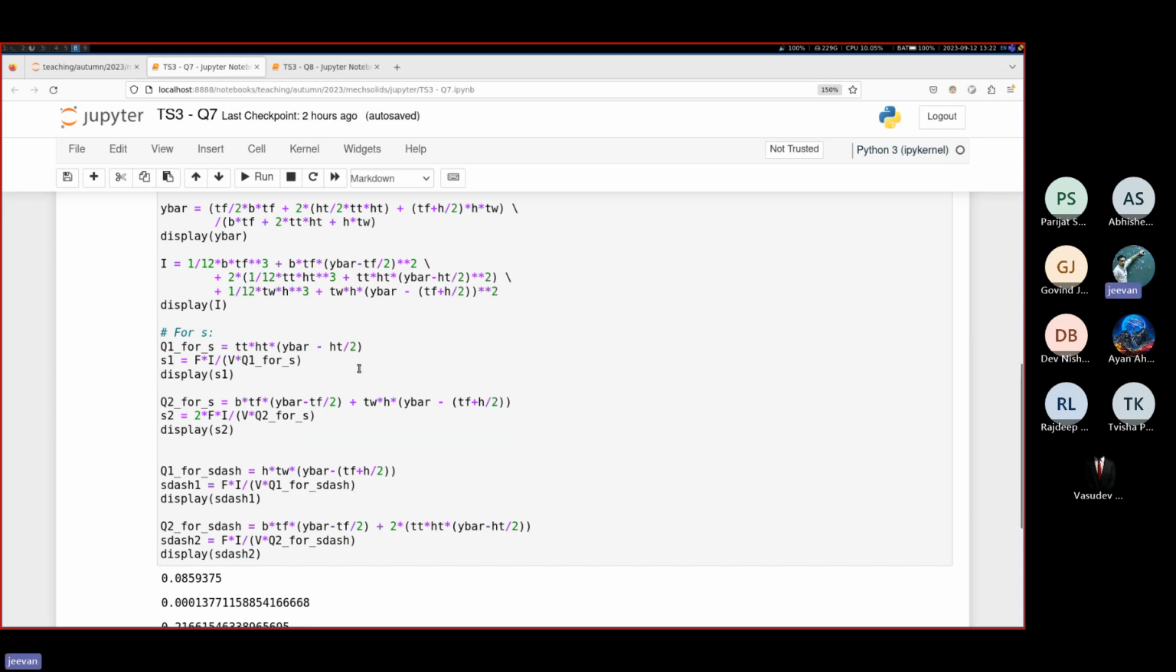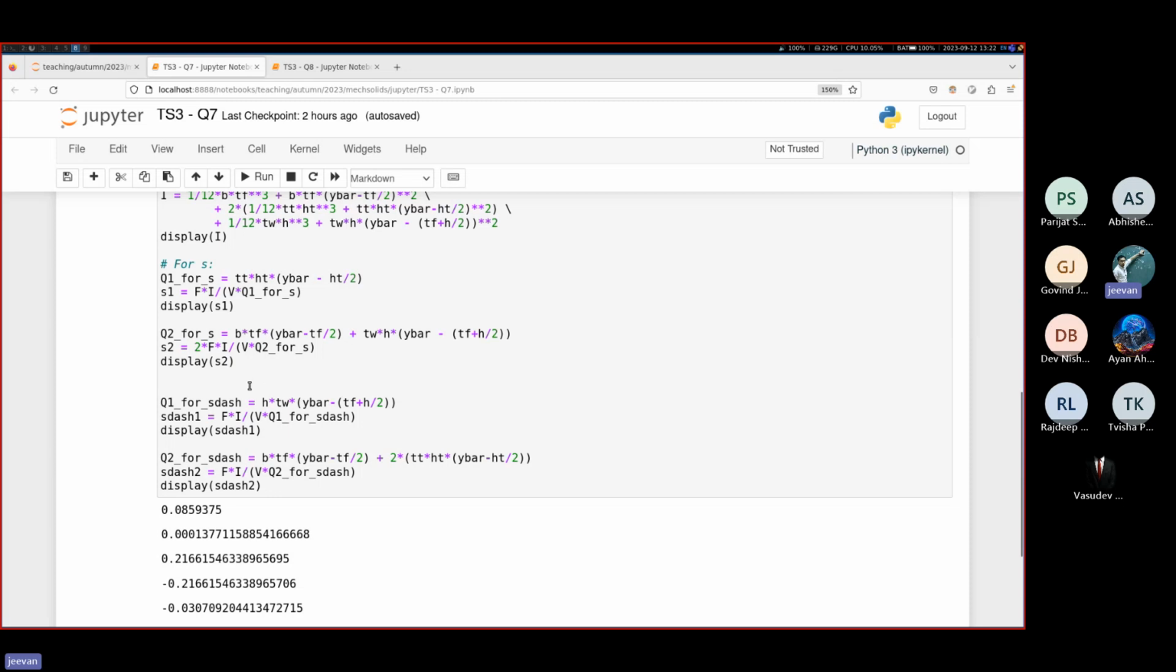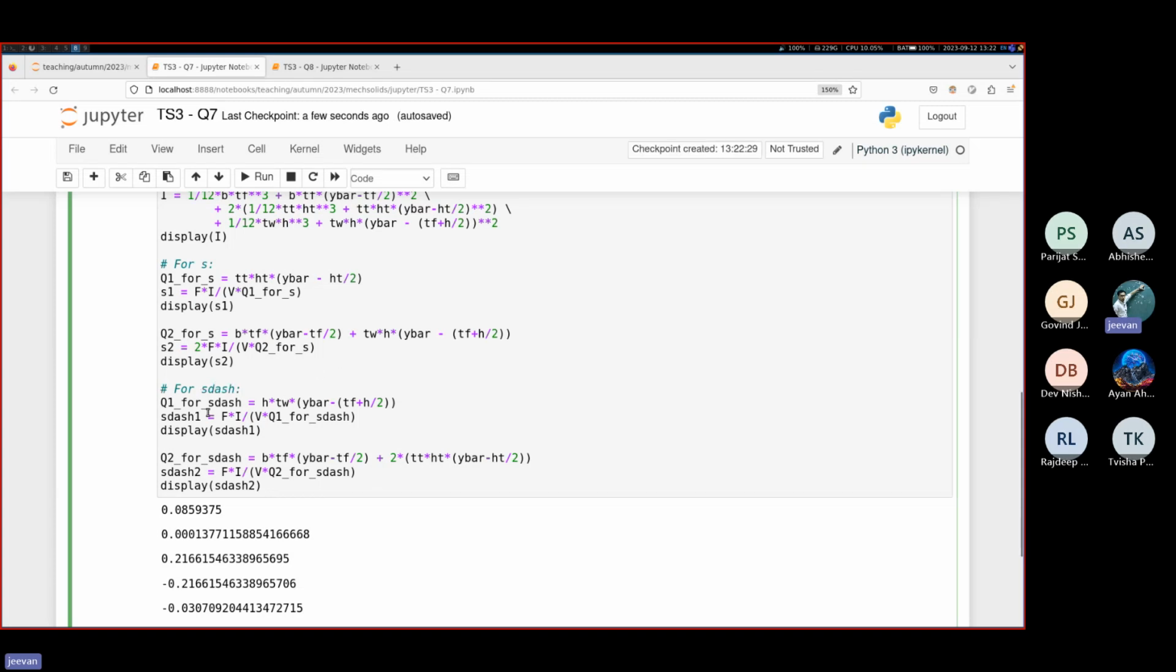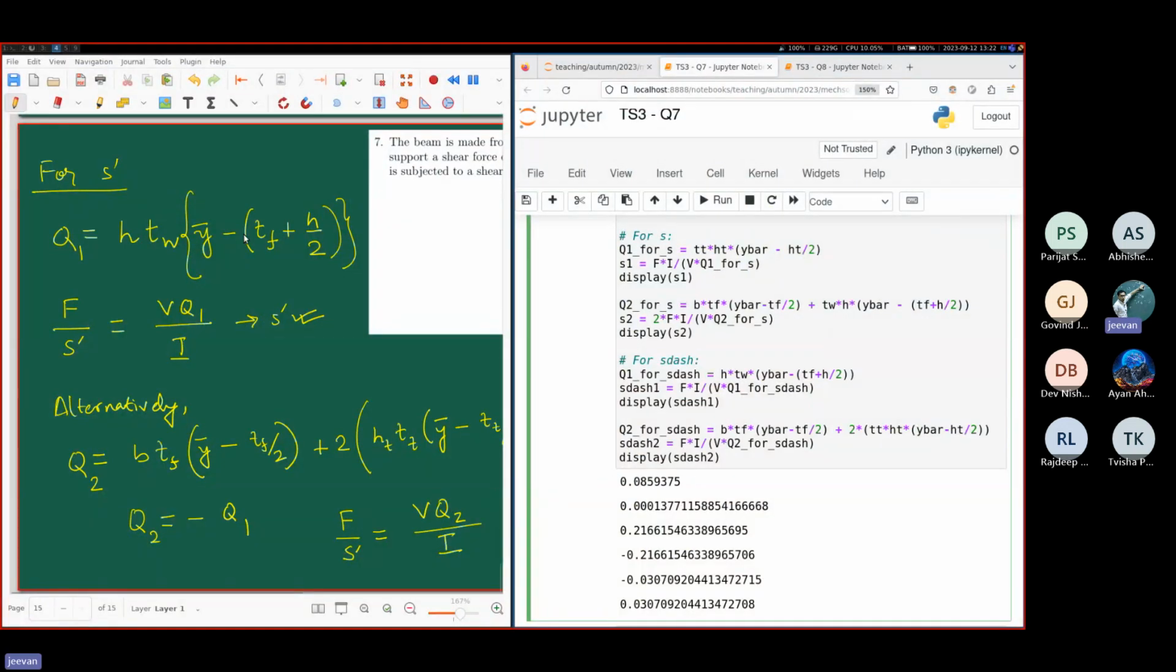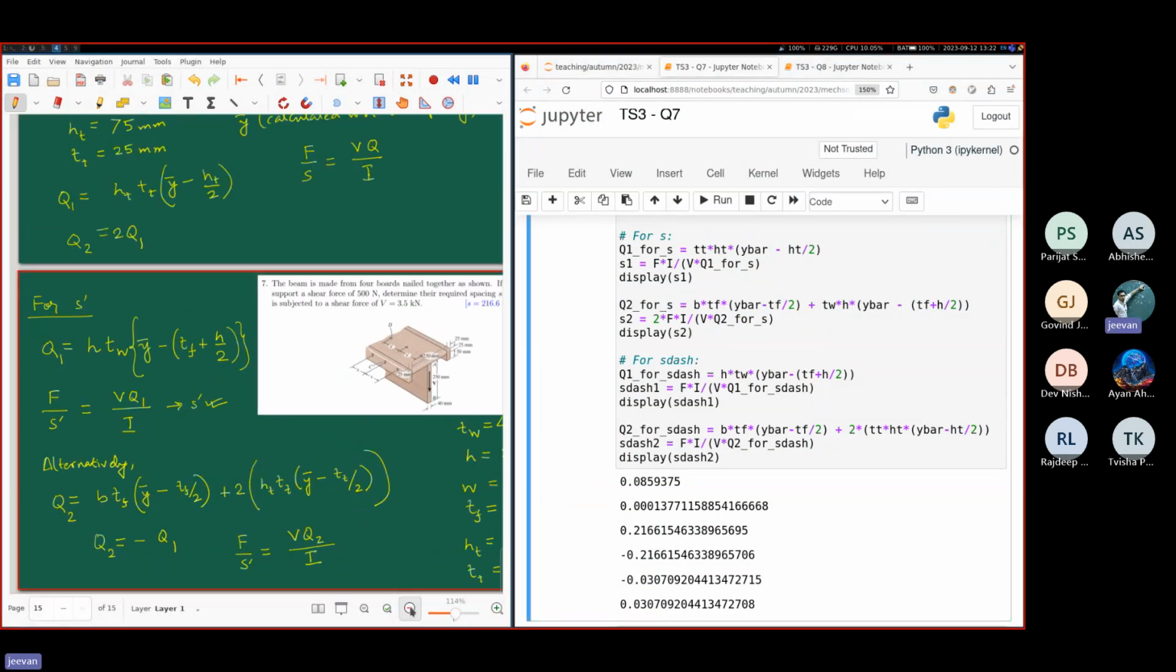So this is for the S. I want to show for the S dash. For the S dash is this one. So okay, for S dash, see, for the Q1, I have done exactly like I've actually, let me take this to, you can see side by side then. I hope you can see this.